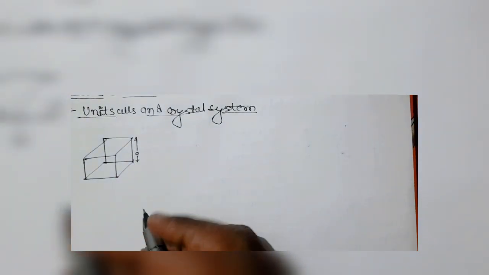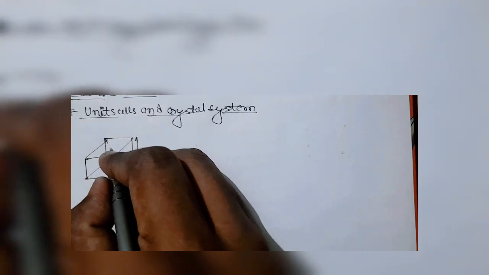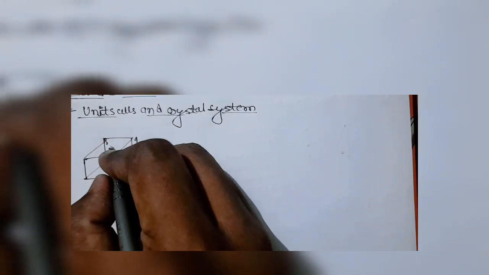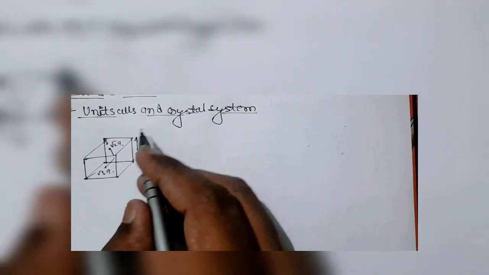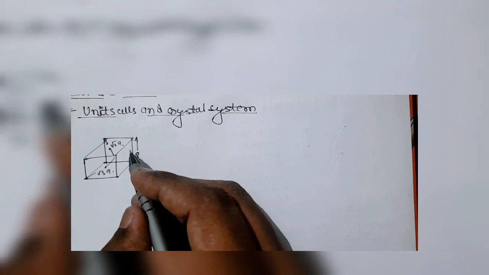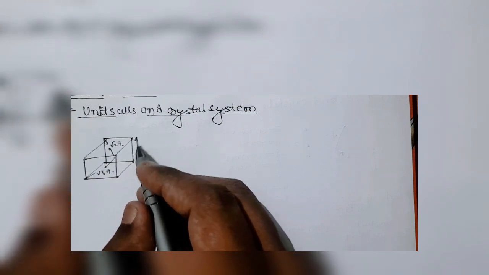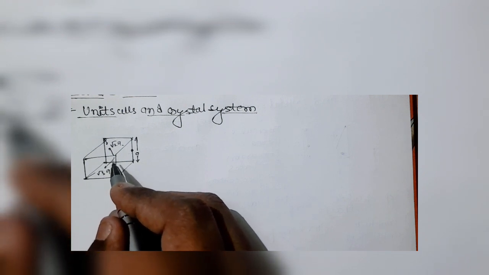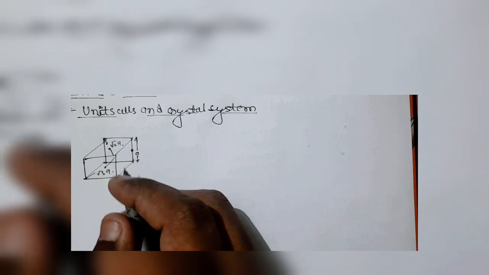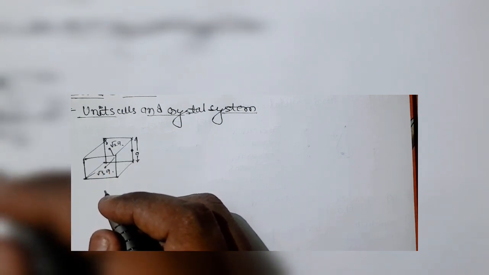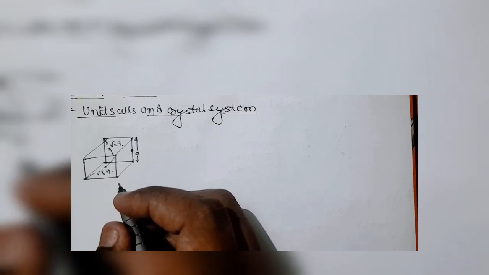That is important. If we take the side of the cube as a, then its face diagonal length will be root 2a, its body diagonal length will be root 3a. It has 8 corners, 12 edges, 12 edge centers, 4 body diagonals, 6 faces, face diagonals, and 6 face centers also.